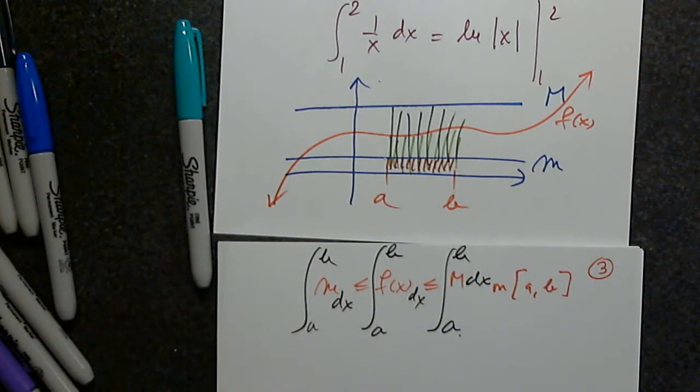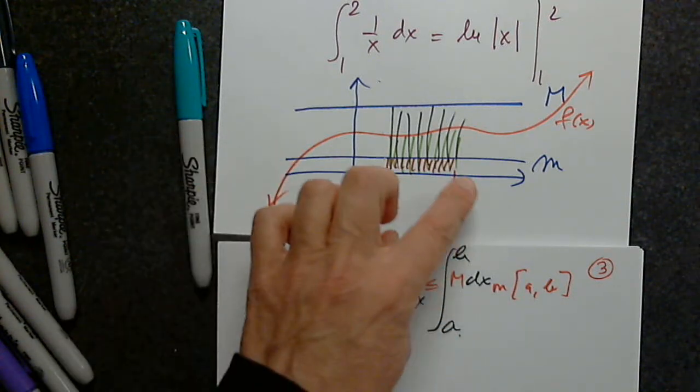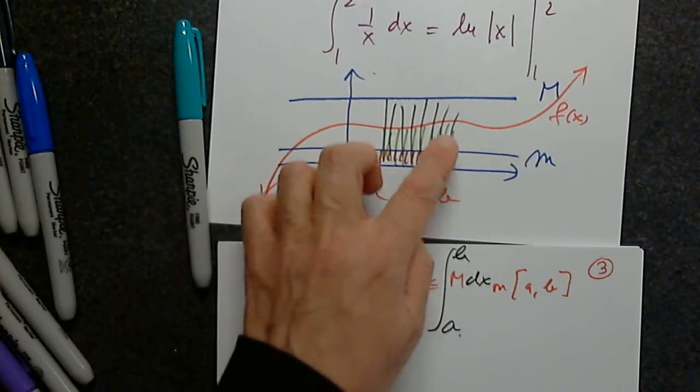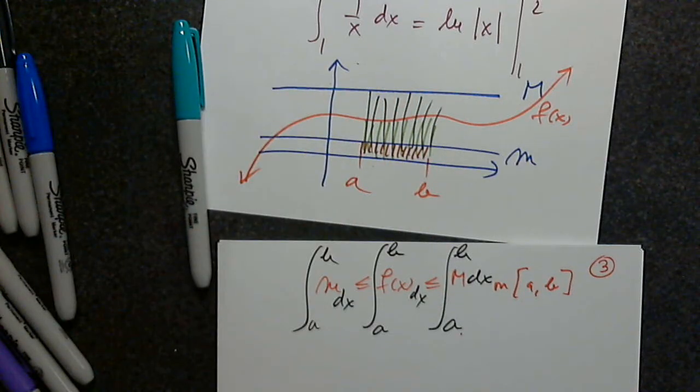We accept this or not? This is another property of the definite integral. Of course, it's very clear this area is smaller than this one, the green one, and it's definitely smaller than the bigger one, the biggest one.